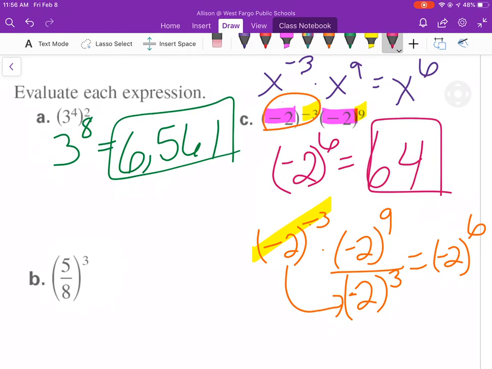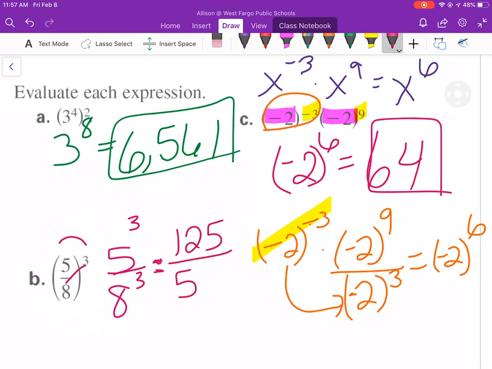Here we have a quotient to a power. So you have something being divided, 5 divided by 8, to the third power. That means that you have to have 5 to the third and 8 to the third. So you're distributing those exponents. Now, these ones are kind of easy to remember because they use the same numbers. 5 to the third is 125, and 8 to the third is 512. So that's kind of neat. So 125 over 512.